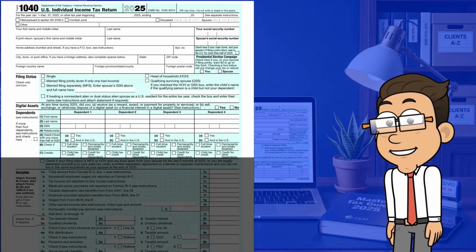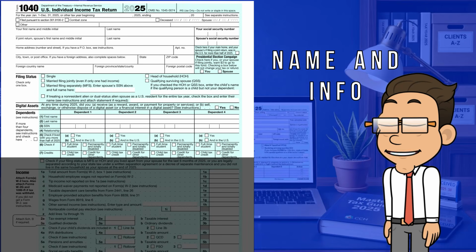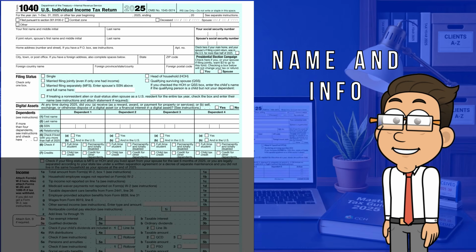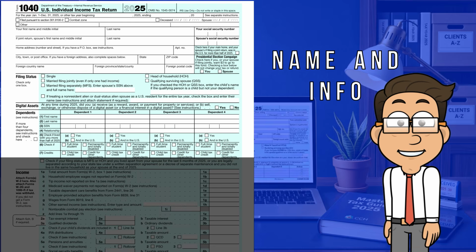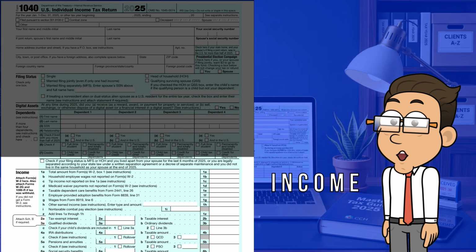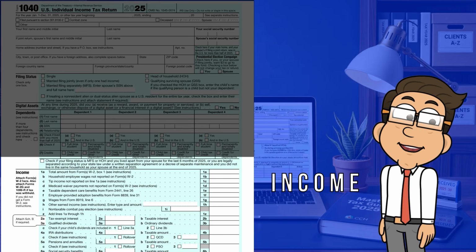So let's start with a quick overview. The form begins with your personal information, your name, address, social security number, filing status, and dependents. It might seem like just basic details, but getting this section right is important because errors here can slow down processing or even trigger an IRS notice.